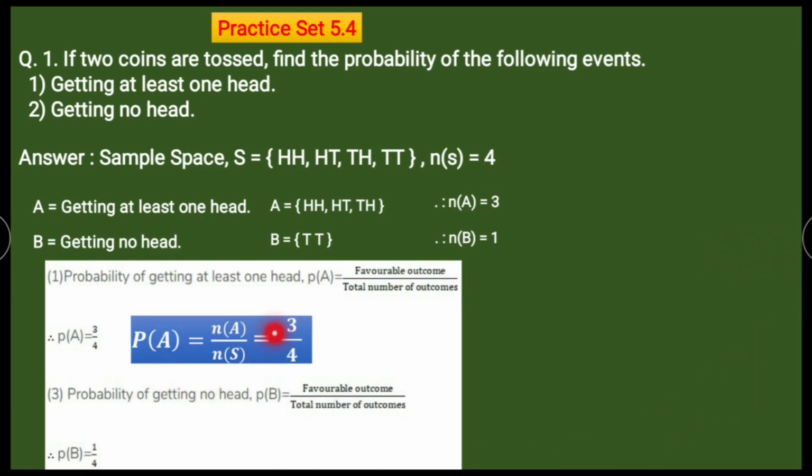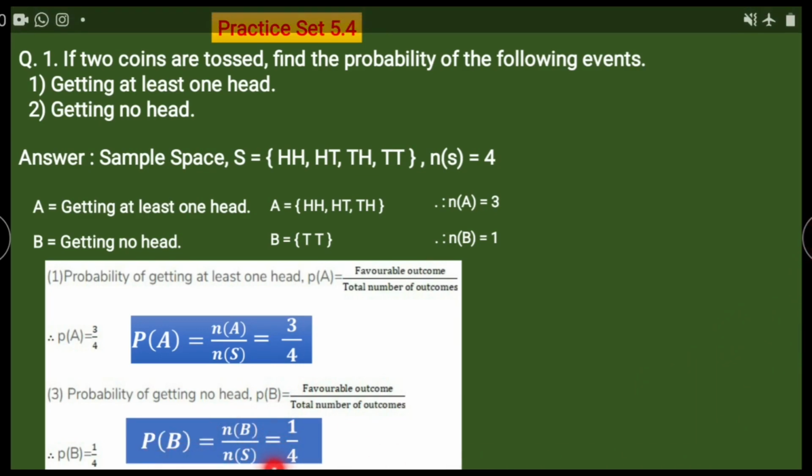Or you can write in this way also. P(A) equals n(A) upon n(S). So n(A) is 3, n(S) is 4. So we get 3 by 4. And for the second, we write P(B) equals n(B) upon n(S). Here n(B) is 1 and n(S) is 4. So 1 by 4 is the probability for the second event.